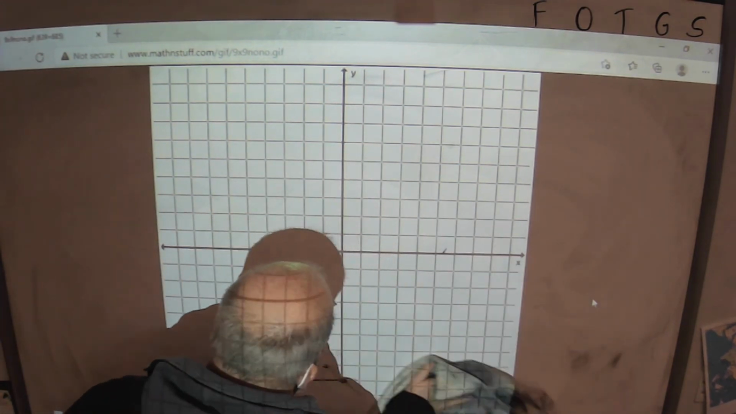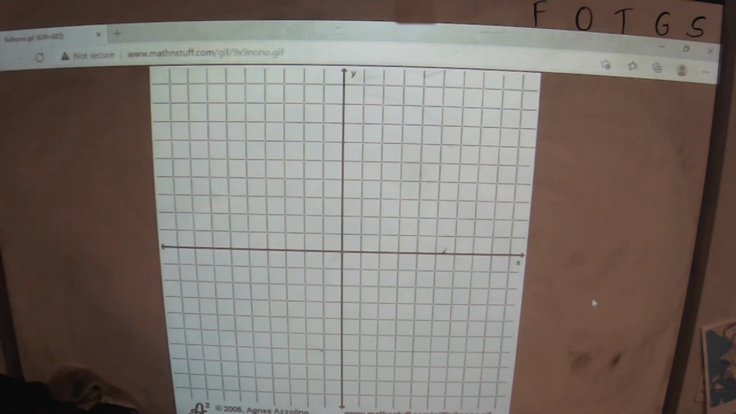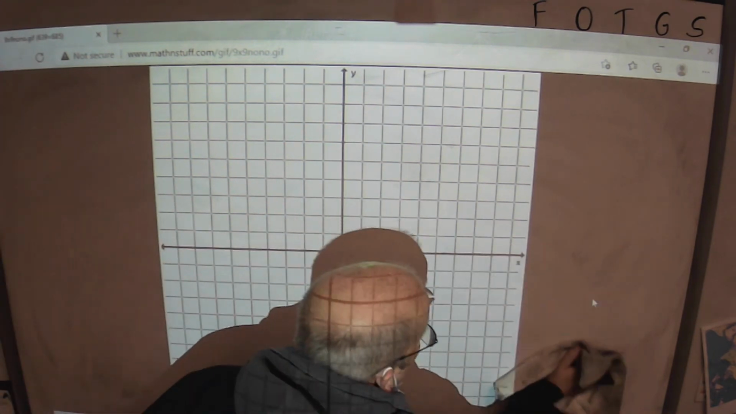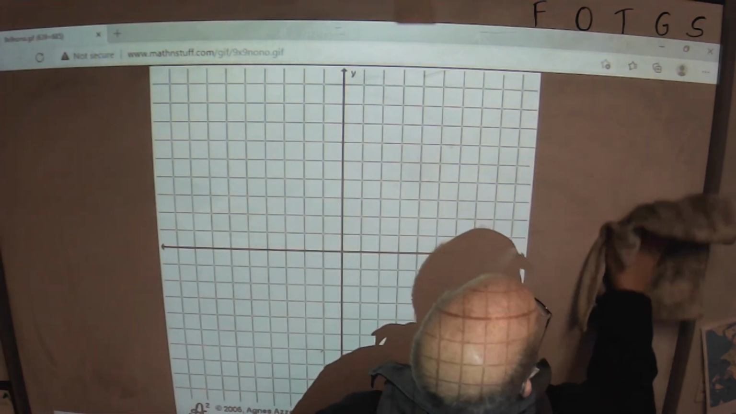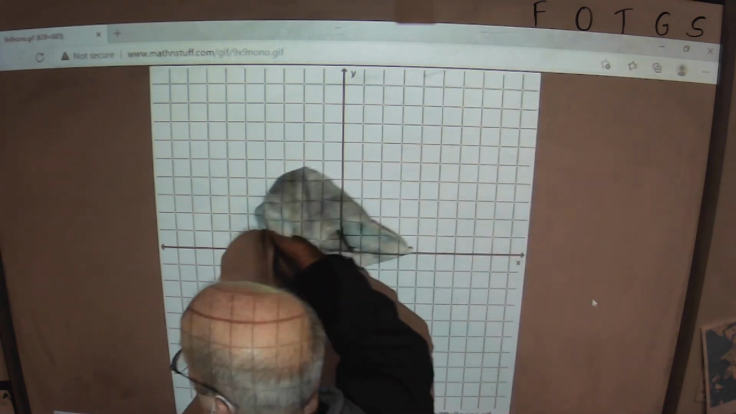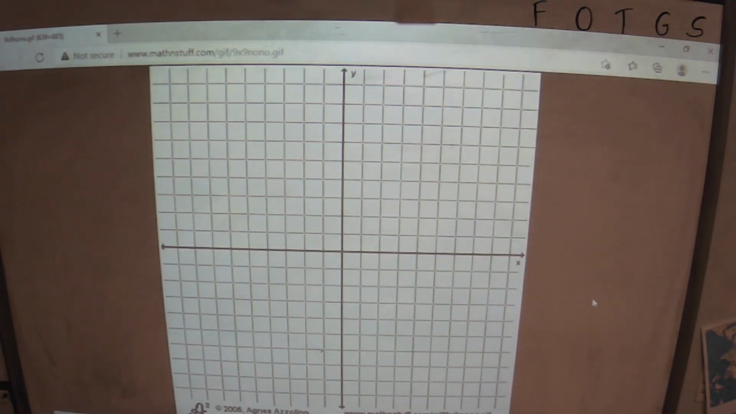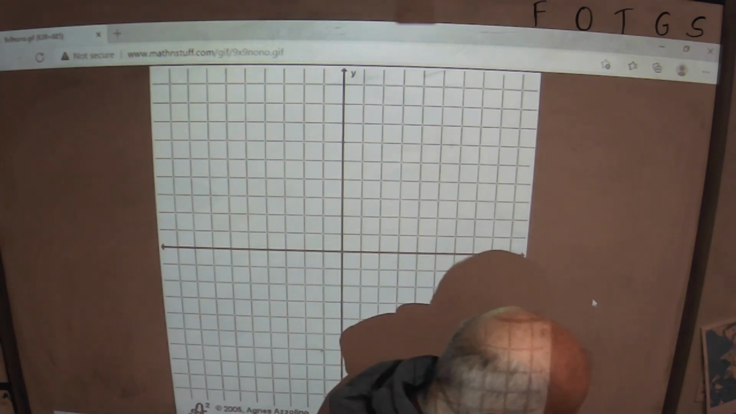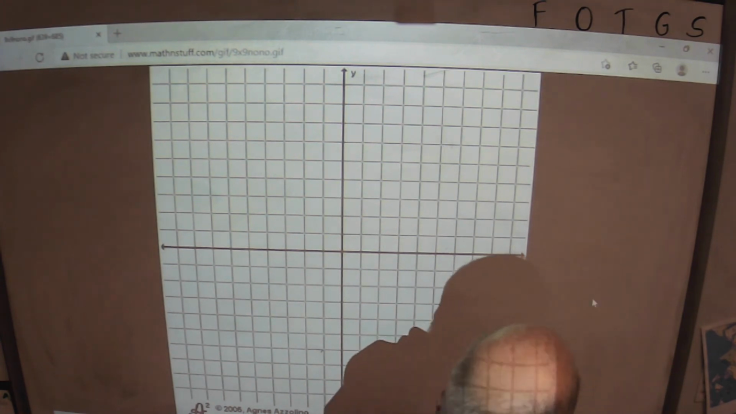Notice on that last one, in order to do it, I had to think about how I was going to graph it 3 different times before it finally worked. That's okay. Sometimes that's the way math is. Okay, now what in the world do we mean by solving problems by substitution?